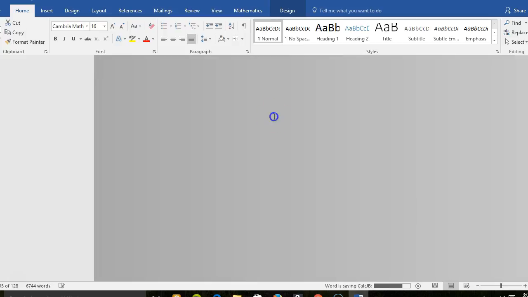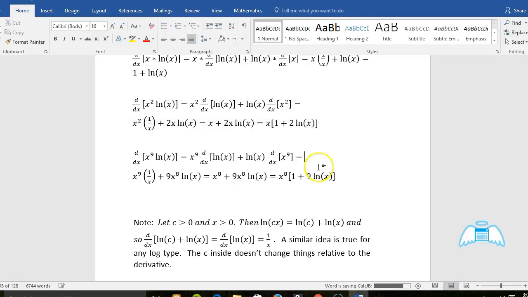Let's see. Oops. Well, it went blank on me. Let's look down here. Let C be positive and x be positive. Then the natural log of Cx equals the natural log of C plus the natural log of x. That's by the rule. This is from Algebra 2, the logarithms.